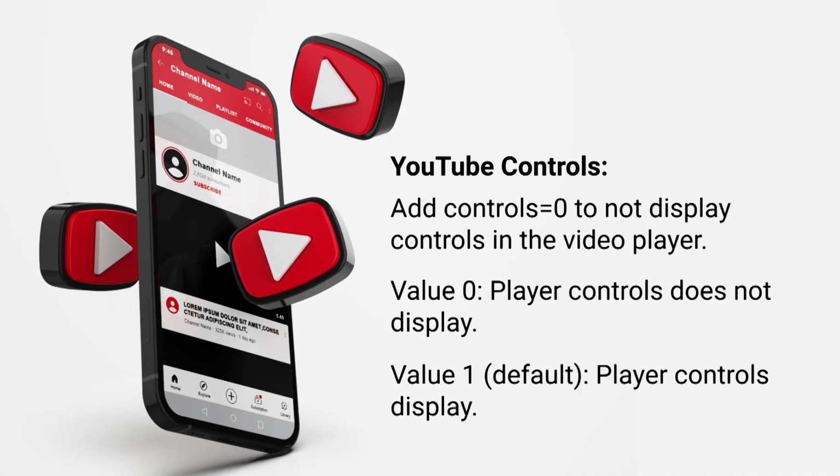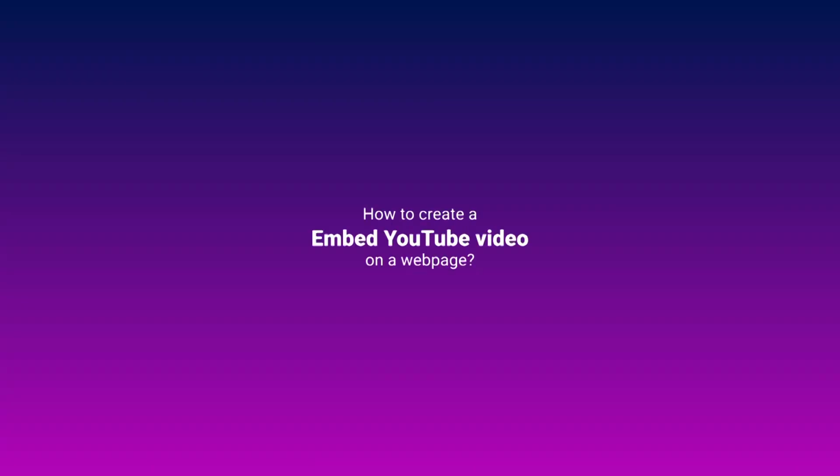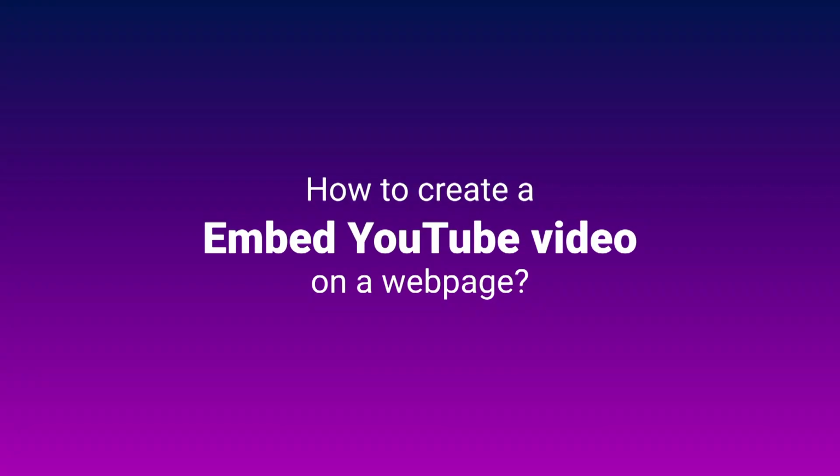Also, for YouTube controls, you can add controls=0 to not display the controls in the video player. If you put the value 0, the player controls do not display, but if the value is 1, the player controls display. Again, depending on the user requirements, you can change the control values. Now, let us see how to embed a YouTube video on a web page.